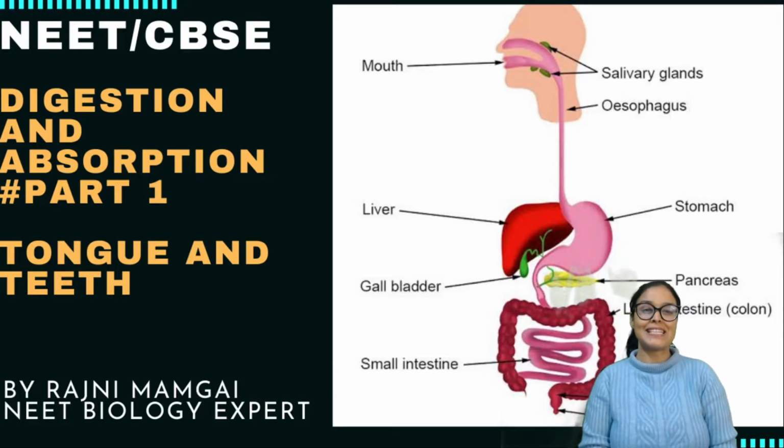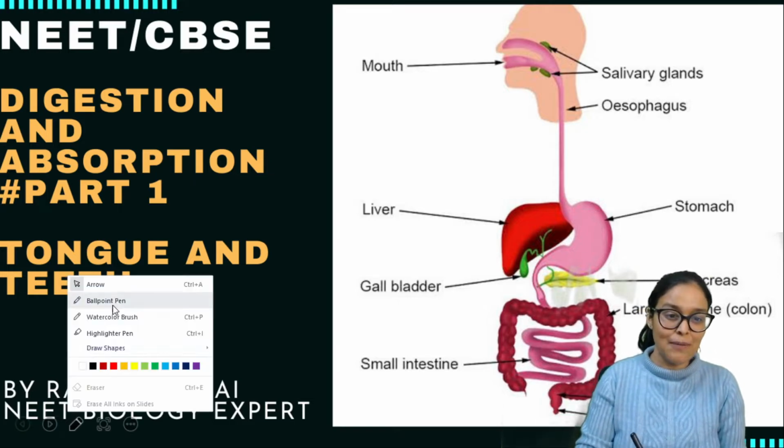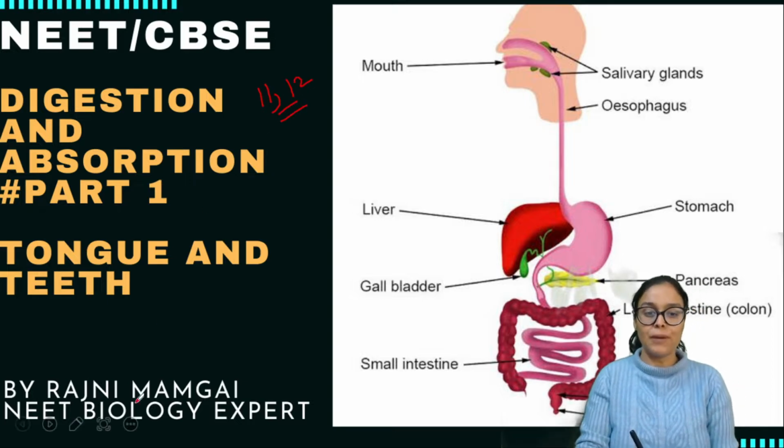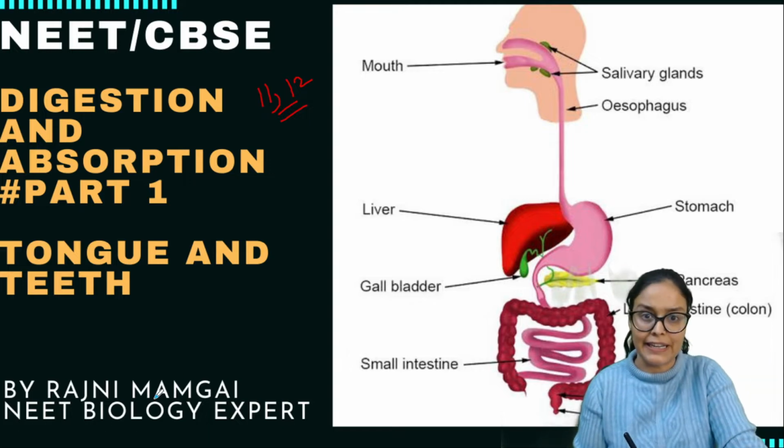So today we will be starting digestion and absorption part 1, and we will do everything alternatively. That means one day 11th, one day 12th topic we will be doing, and yes, we will complete it properly in 2-3 months.